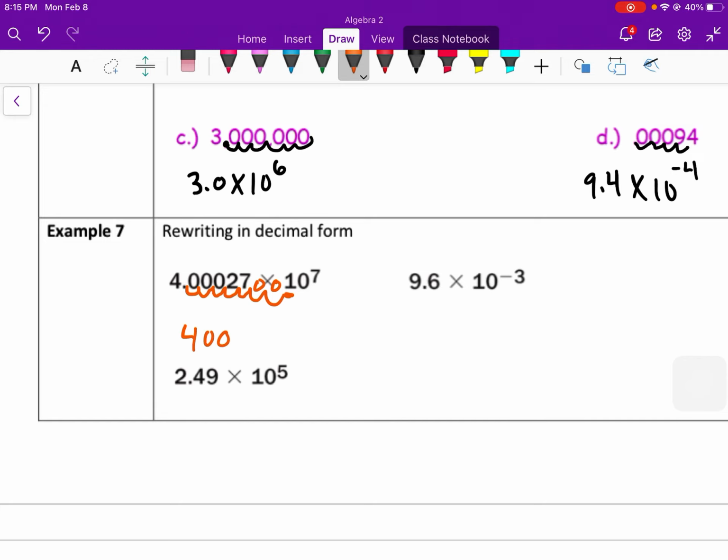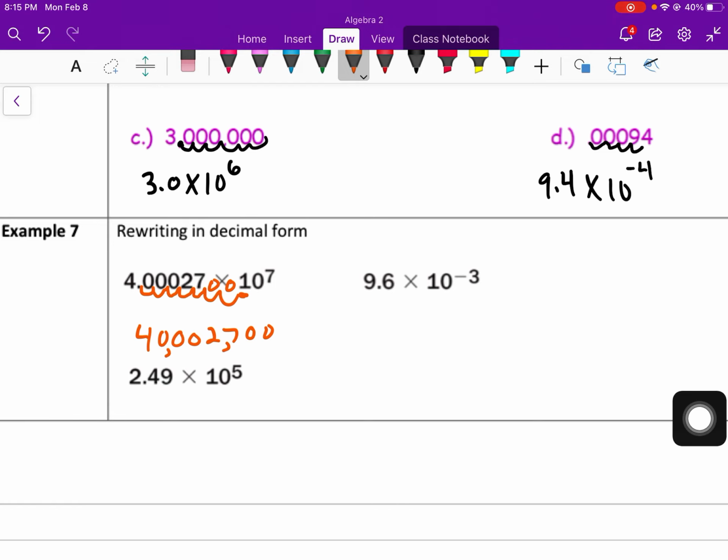So this number is going to be really big. It's going to be 3 zeros, 27, 0, 0. So that looks like 40,002,700. So that's what this simplifies to in decimal form.